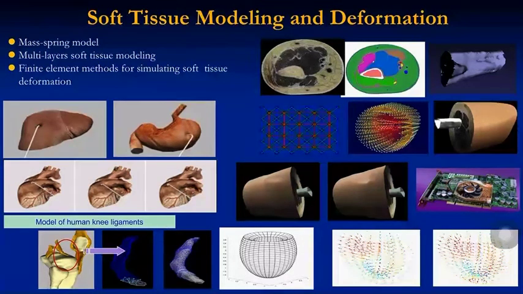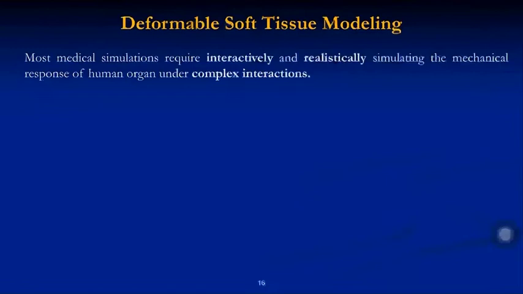Other components is soft tissue modeling and deformations. The earlier works typically will involve simpler mesh beam models. We also do multi-layer soft tissue modeling in order to provide more realistic deformations outcomes when the multi-layers of tissues are being involved during the surgical process. More recent work has been using the finite elements methods for simulating soft tissue deformations.